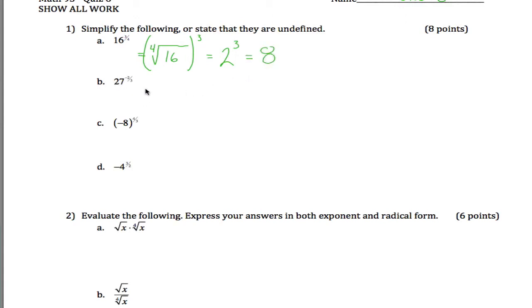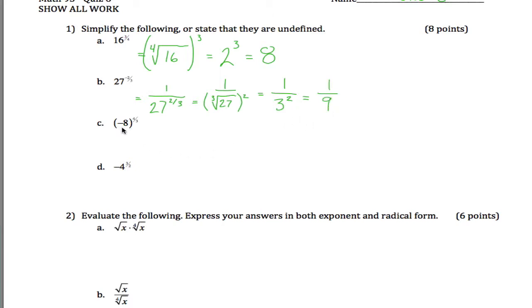27 to the negative 2/3. One way you could rewrite that is, negative exponent just means 1 over. So this is 1 over 27 to the positive 2/3. And 27 to the 2/3, one way to write that is it's the cubed root of 27 squared. So what I get is 1 divided by, the cubed root of 27 is 3, because 3 times 3 times 3 is 27. So it's 1 over 3 squared, which is 1/9.